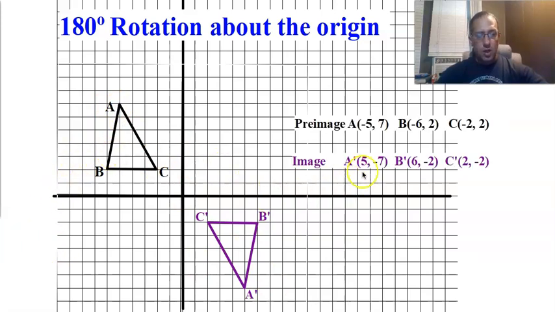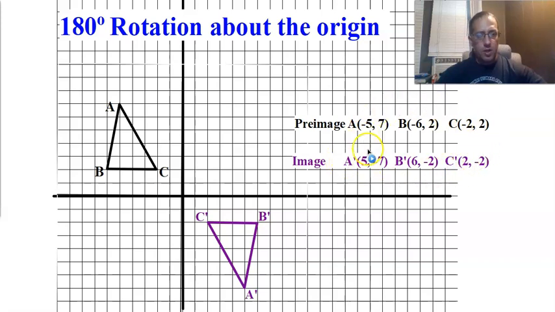All right, and let's take a look at our points. So same pre-image. Our image is now at 5, -7. It was at -5, +7. Now it's at +5, -7. We have -6, +2 turns into +6, -2. And -2, +2 turns into +2, -2.